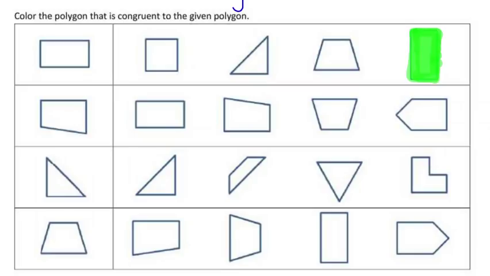The next shape is still a quadrilateral, and the one that it is congruent to is this one. It matches the shape and the size. This three-sided polygon, a triangle, matches this one. They're congruent. And then the last one, this one is congruent here.